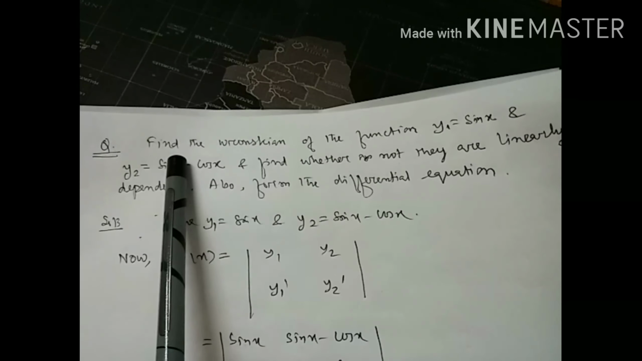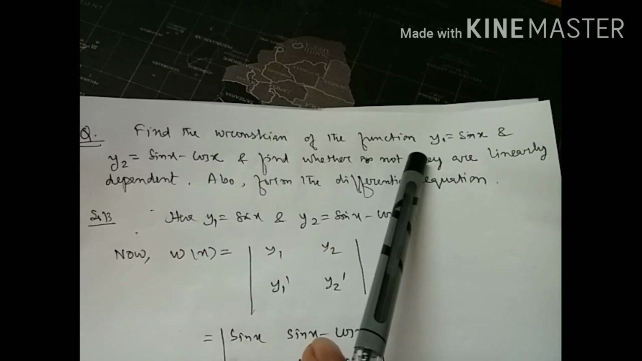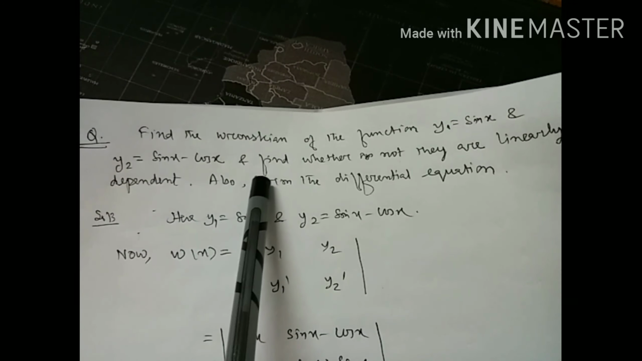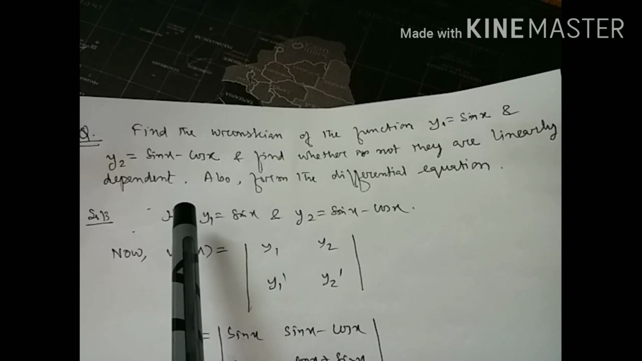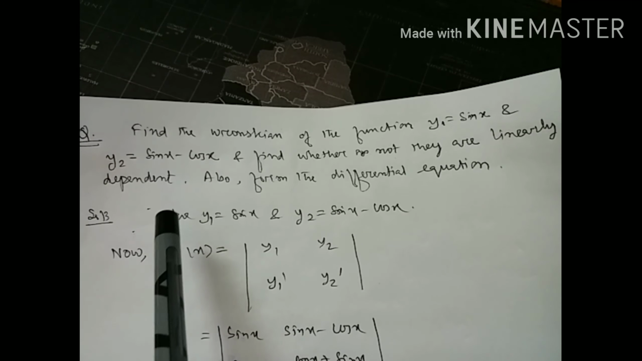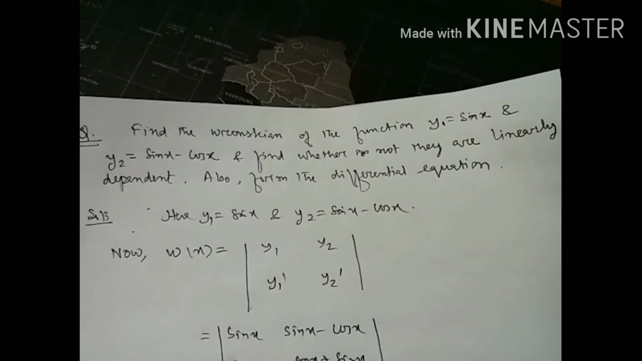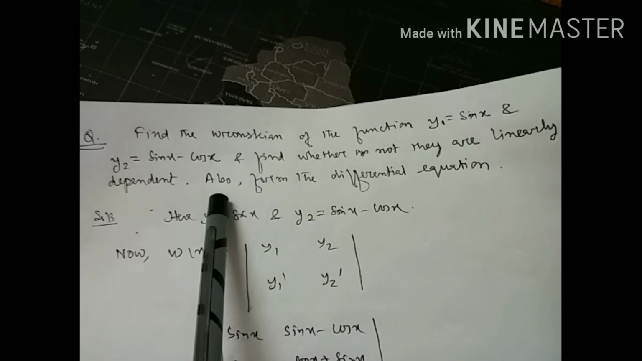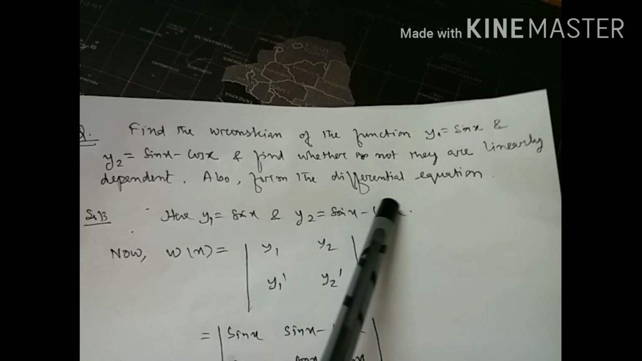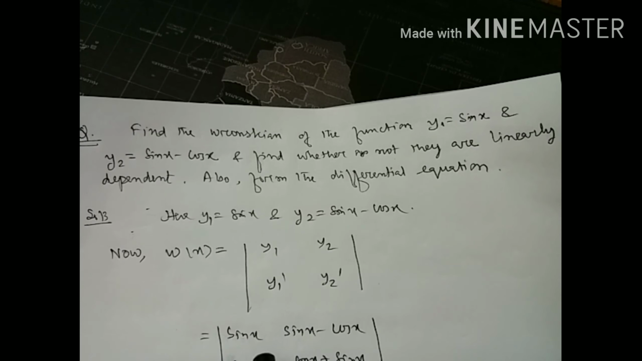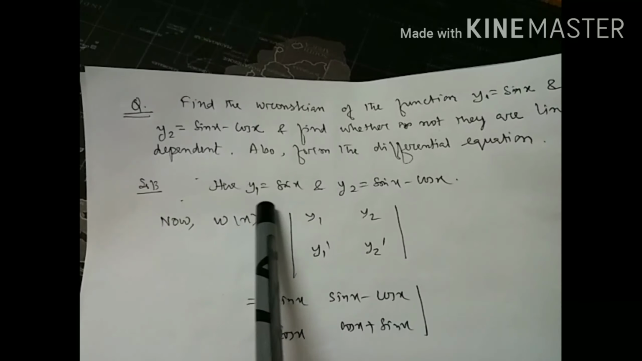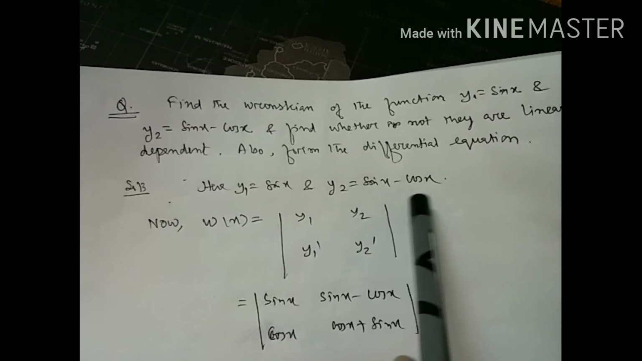Our next problem is this: find the Wronskian of the functions y1 and y2 and find whether or not they are linearly dependent. We are given to find the Wronskian of these two functions. If the Wronskian is 0, then they are dependent, otherwise they are independent. One more portion is there from the differential equation. The first part we have already done in our previous problem. Here y1 equal to sin x and y2 equal to sin x minus cos x.